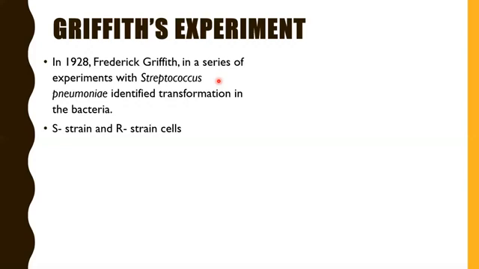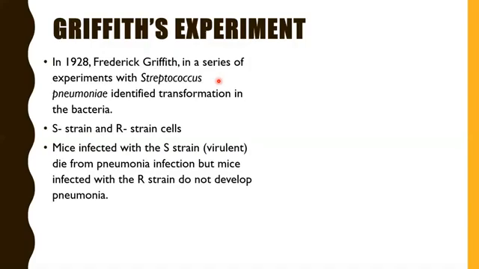Let me explain the steps involved in Griffith's experiment. He used mice for his experiment. The experiment was conducted in a natural condition, so that's why it is also considered an in vivo experiment. The mice infected with S strain or virulent cells died. So he injected the S strain bacterial cells into the mice, and such mice died because of the pneumonia disease.